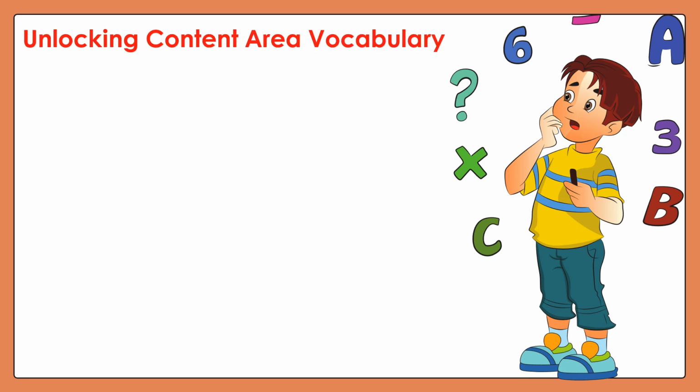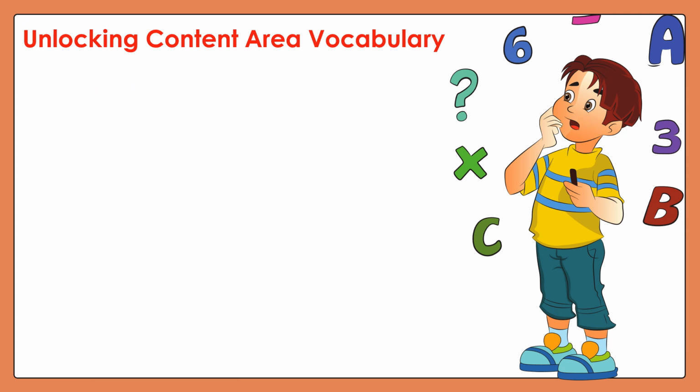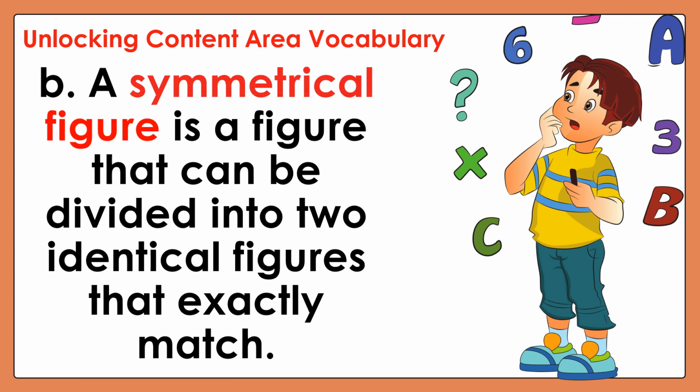Unlocking content area vocabulary. A. Symmetry. Symmetry means that when figures are divided in half, one shape is identical to the other shape. That is, a mirror image of the other. If a figure does not have symmetry, we say that the figure is asymmetrical. B is asymmetrical figure. Asymmetrical figure is a figure that can be divided into two identical figures that exactly match.